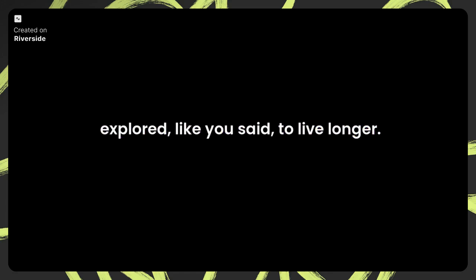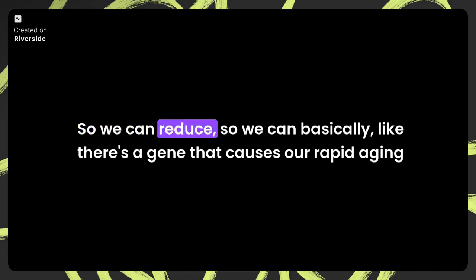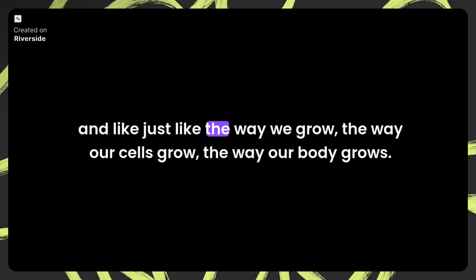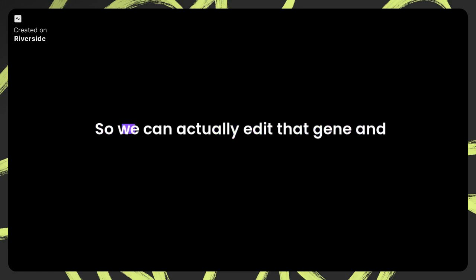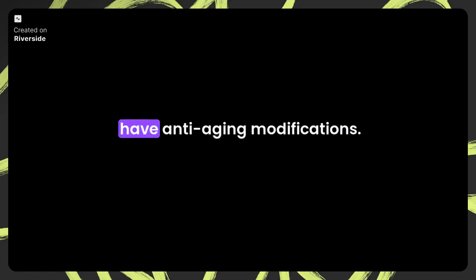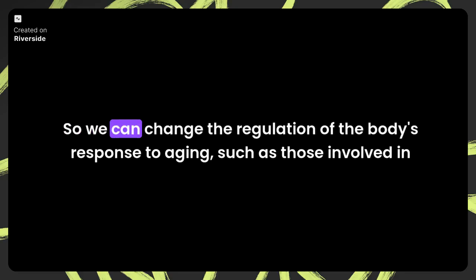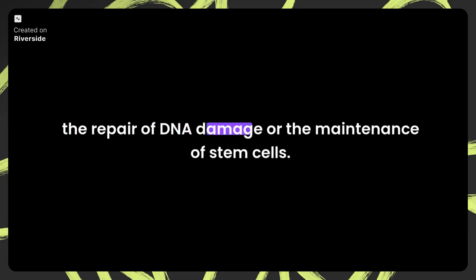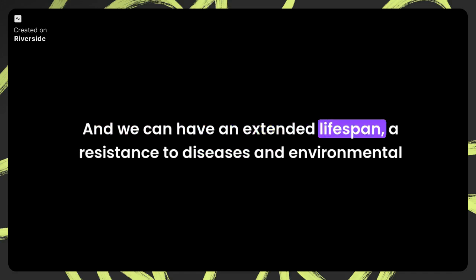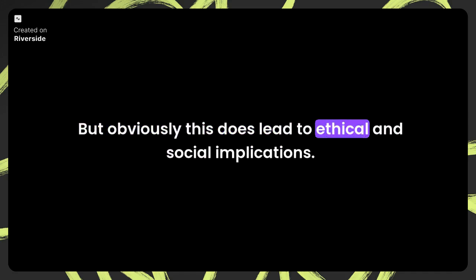Longevity is actually another field of science and is currently also being explored, like you said, to live longer. There's a gene that causes our rapid aging, the way our cells grow, the way our body grows. So we can actually edit that gene and have anti-aging modifications. We can change the regulation of the body's response to aging, such as those involved in the repair of DNA damage or the maintenance of stem cells, and we can have an extended lifespan and a resistance to diseases and environmental stress. But obviously, this does lead to ethical and social implications.